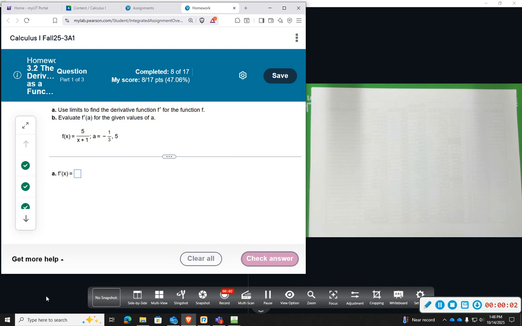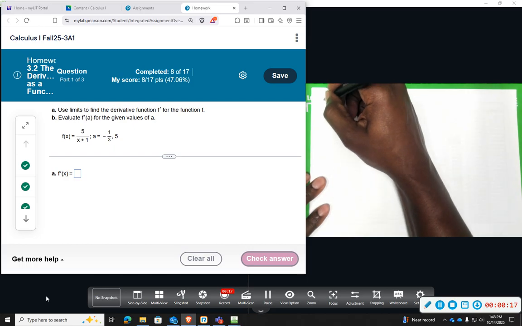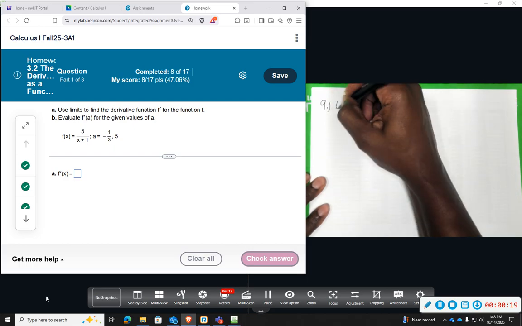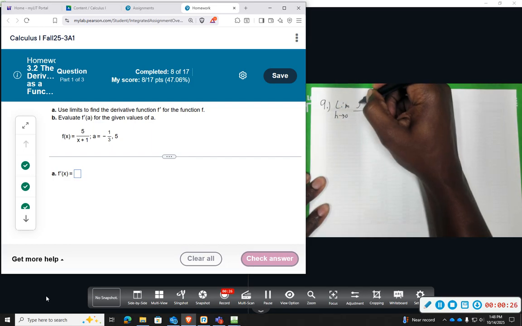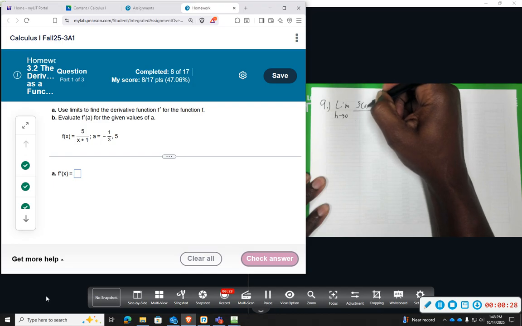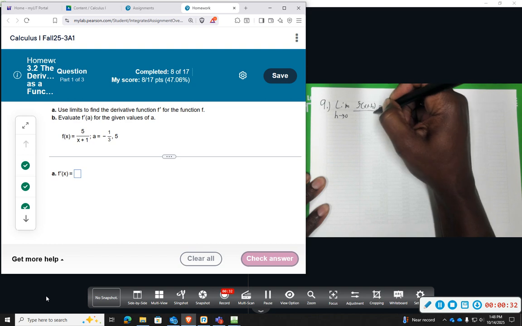All right, number 9, we want to use limits to find the derivative of f, and then we're going to evaluate f prime of a for the given value of a, which is negative 1/3. So I'm going to start with the limit as h goes to 0 of f of x plus h minus f of x over h.